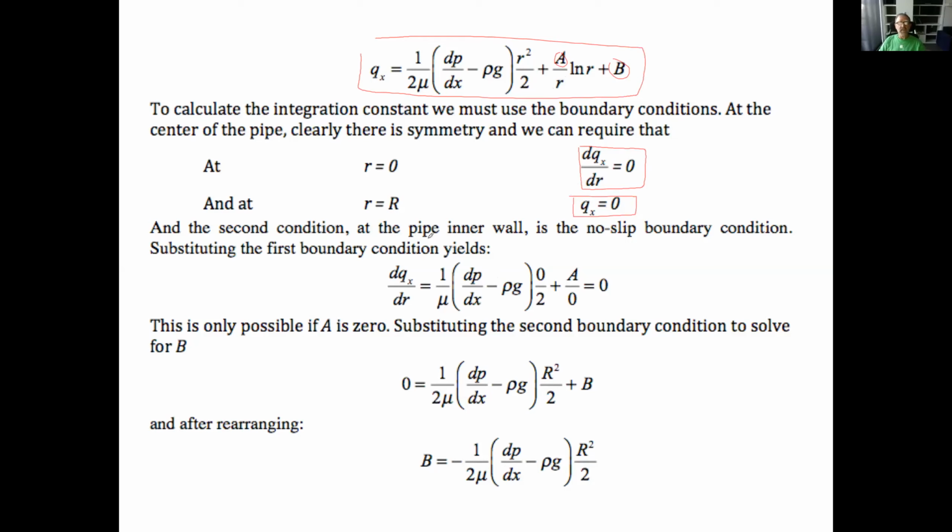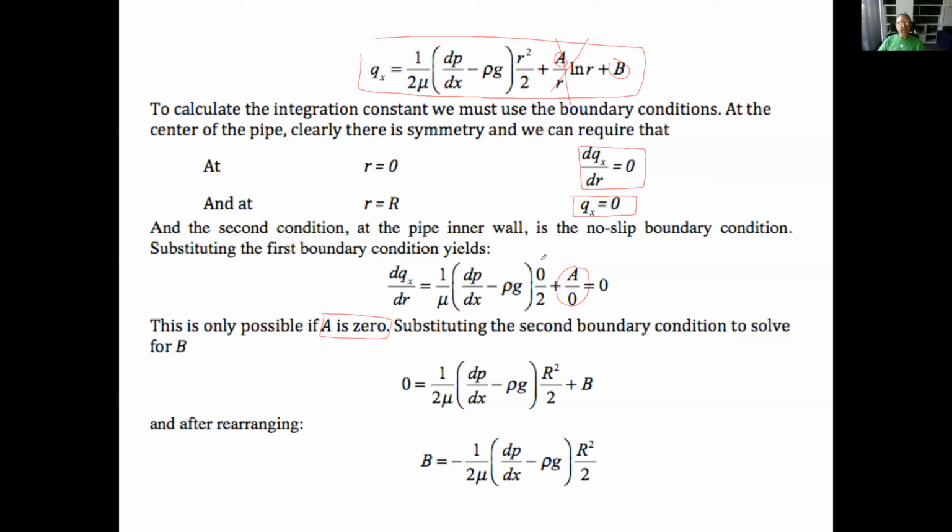So take the derivative of that equation. So 1 over mu R squared 2 times, and then we plug in here 0. Then A over 0. Okay, logarithm is 1 over R. And it's not good. Doesn't look very good, not convincing. So this will blow up to infinity. So the only way that this can happen is A equals 0. So we got rid of that term. The logarithmic is gone.